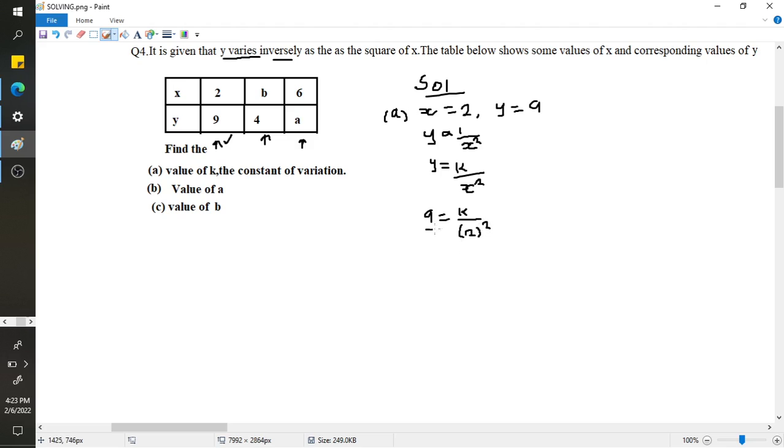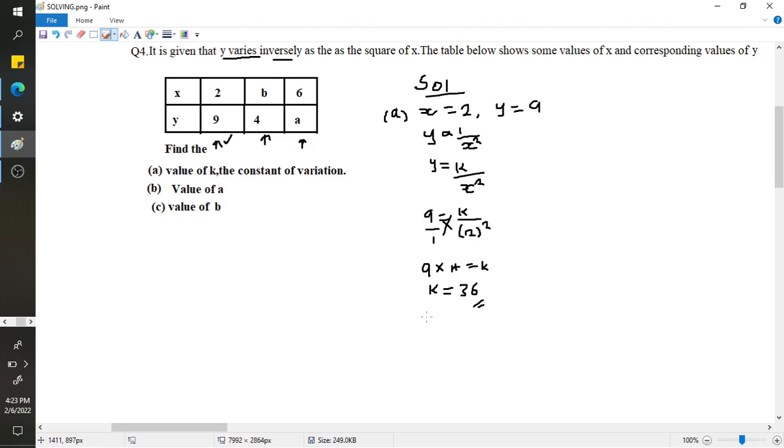So let me just show you this. So they are going to cross multiply, and you are going to get 9 multiplied by 4. Now when you do that, this will be the value of k, right? So that will be the value of k. And what are you getting? You're going to get k is equal to 36. So that is the value of the constant of variation. So that was our a.